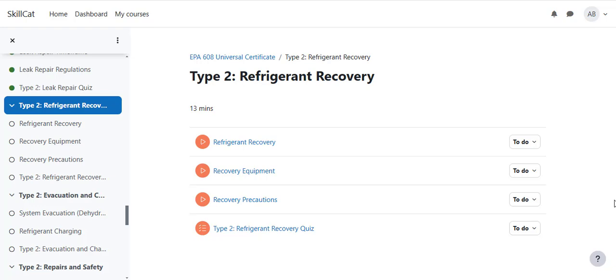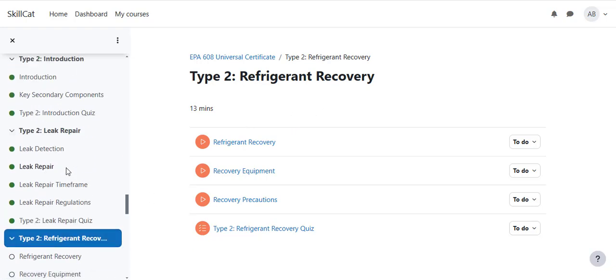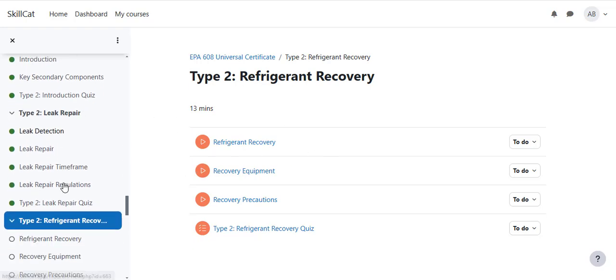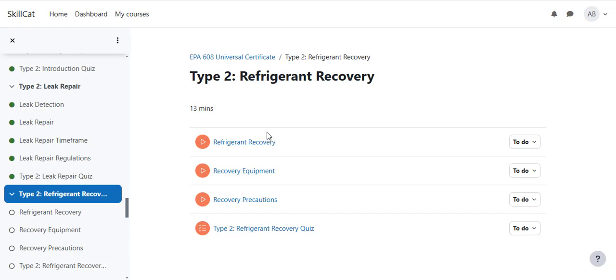We will continue the EPA 608 Universal Certificate course. Now we are in Type 2, in the module named refrigerant recovery. We finished introduction and leak repair. Now we are finishing refrigerant recovery. Let's start with refrigerant recovery and let's study this module.